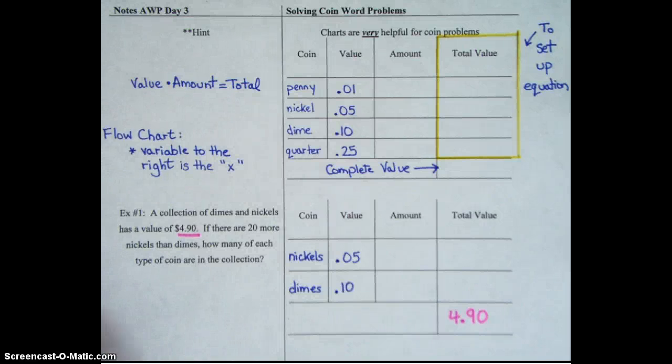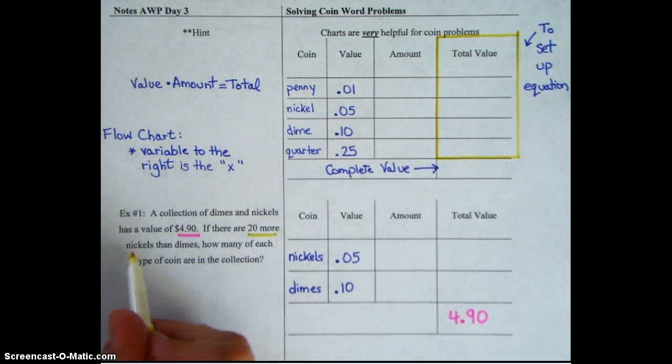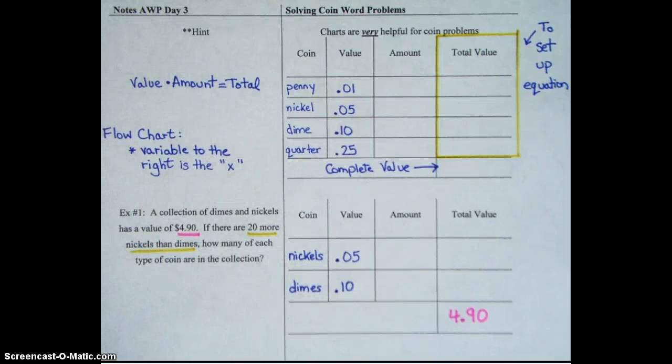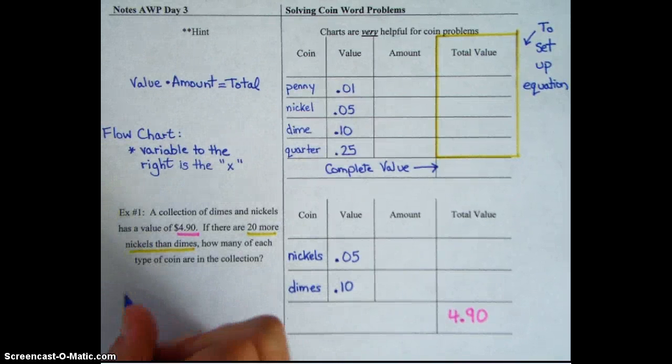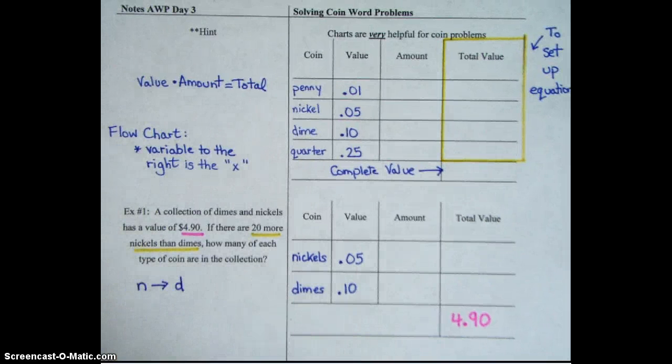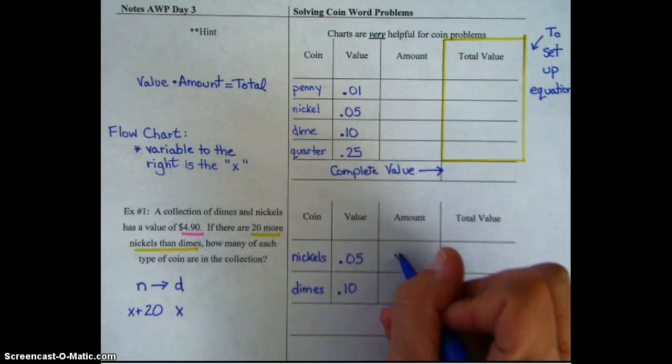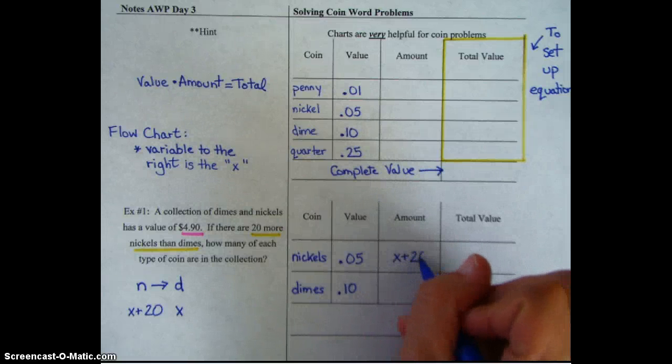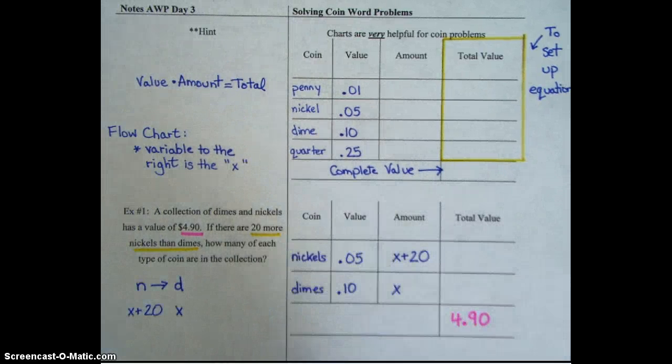So, to look at the amount, this is where it gets tricky. It says there are 20 more nickels than dimes. If you were doing a flowchart, the word nickels comes first and the word dimes comes second. Whatever is all the way to the right ends up being your x value. So when it says 20 more, that means plus, which means you're going to have x plus 20 nickels. That's going to follow in your chart under the amount. So we have x plus 20 for nickels and x for dimes.